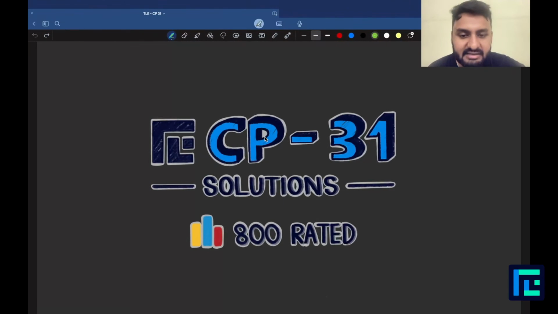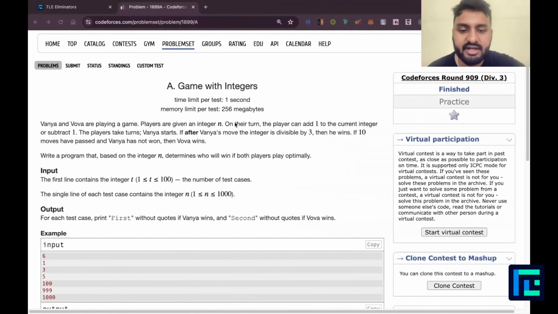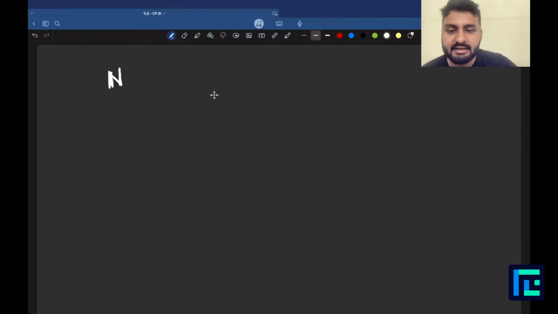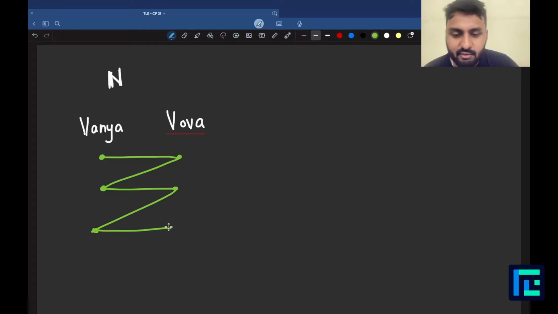Let us try to generalize the whole thing and understand what are they asking. They have simply given you a single number, that's the number n. And then they have some property related to the divisibility of 3. So what they are saying is, there are two people, this is Vanya, alright, and this is Vova. And they basically are alternating between turns. So currently I start with Vanya, then Vova plays, then Vanya plays, then Vova plays, then Vanya plays, then Vova plays, and so on, and this continues.